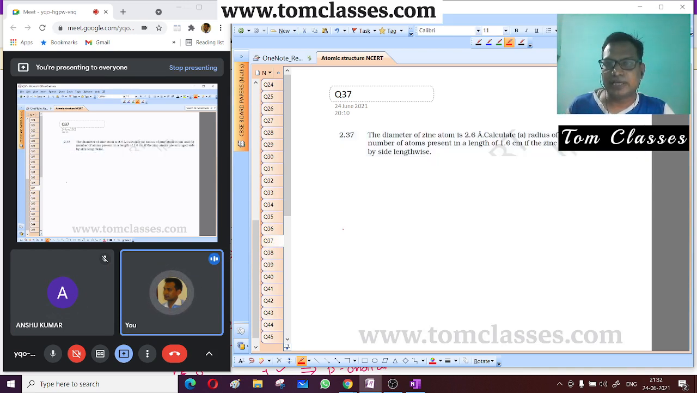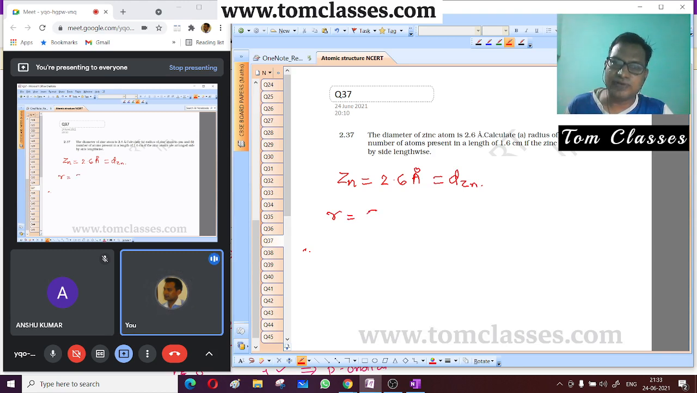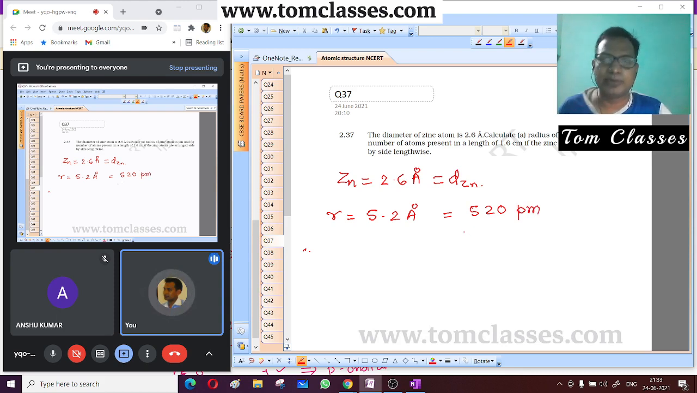The diameter of zinc atom is 2.6 angstrom. Calculate the radius of zinc atom in picometer. This is the diameter of zinc, so the radius is going to be 1.3 angstrom. In picometer, I have to multiply by 100, so 130 picometer. That will be the answer. Yes, that is the radius.